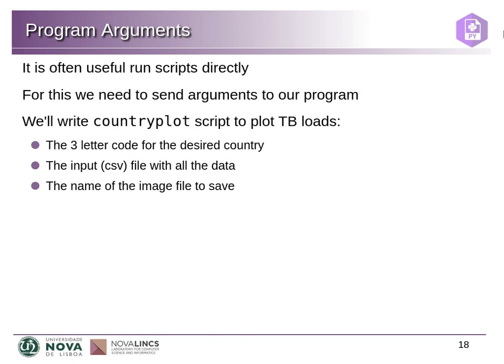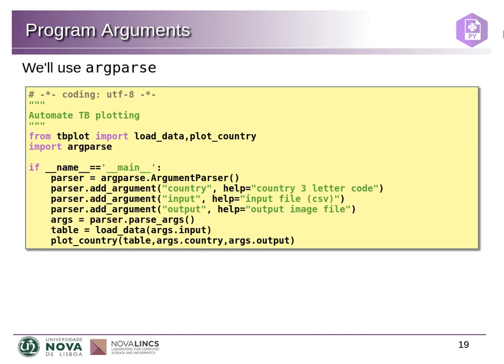So let's go back to the tuberculosis plot we saw on the first day, and we're going to modify that script so that we can run it with these command line arguments: the three-letter code for the country, the input file, the CSV with all the data, and the output file, the image that the script is to generate. To do that, we can create this new script.